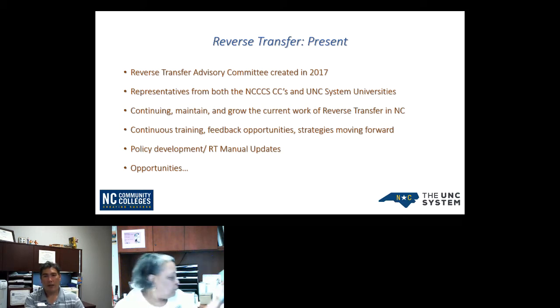And the person who had built this reverse transfer system, and the idea of reverse transfer, actually went on to the clearinghouse to try to make this a national process. So took that expertise from North Carolina, now let's apply it on a national level. And like I said before, we have representatives from both the community colleges and the UNC system and the actual system offices. And we're continuing this process, maintaining it and growing it, the work of reverse transfer in North Carolina.